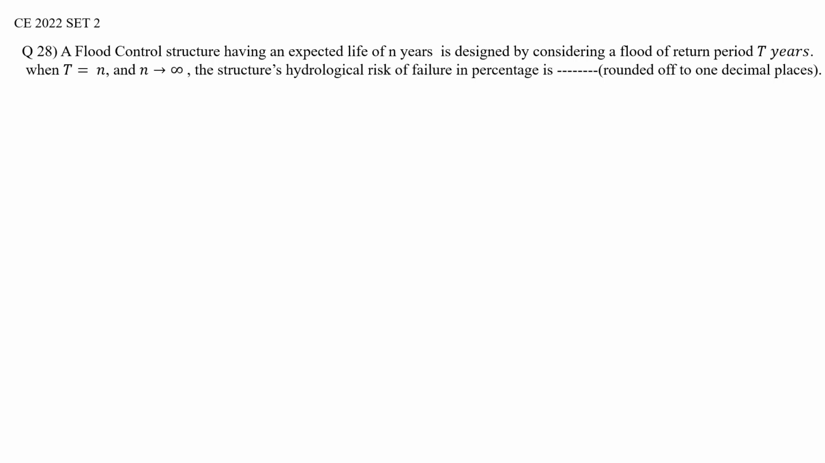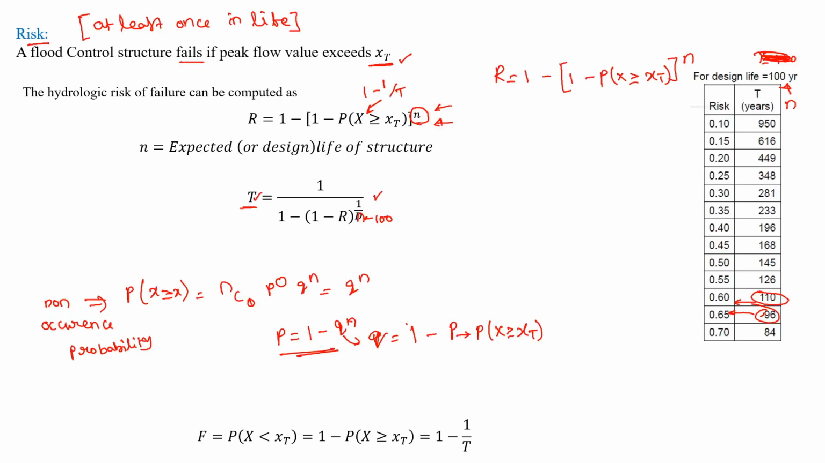It is a straightforward result. Suppose a flood control structure having an expected life of n years is designed by considering a flood of return period of t years. Let's say when t equal to n, if you observe this particular point here, when t equals 100 corresponding to design life of n equal 100 years, how much value do you observe? 0.63. Let's say when n equal to 100 and t equal to 50, how much do we observe? 0.6. Okay, just keep these two values in mind.